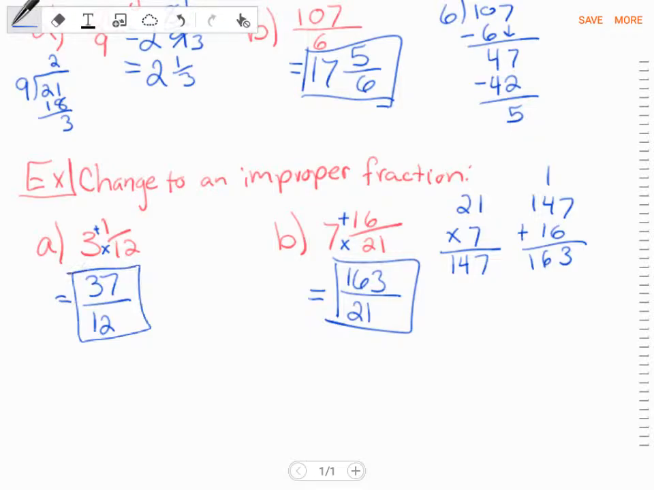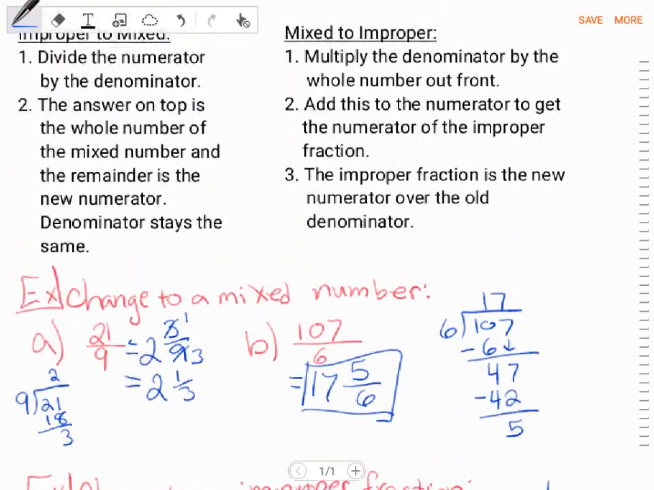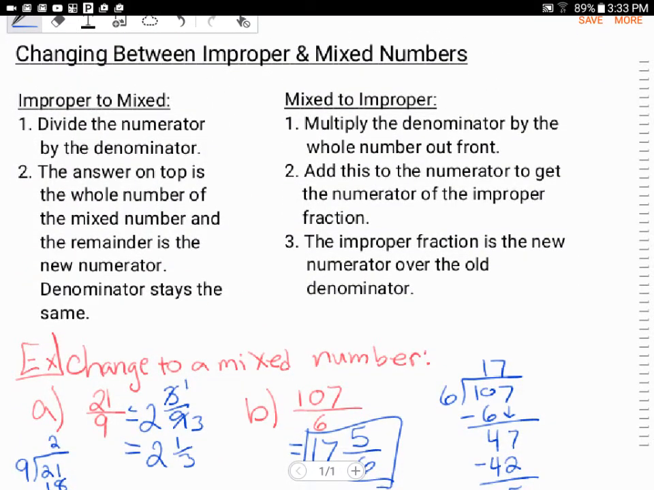Honestly, I think this kind is easier, changing from mixed to improper, but that's just me. Either way, they're not too bad. Just make sure that you are comfortable with both of them because they're both very, very important. Again, I hope this helped, and good luck.